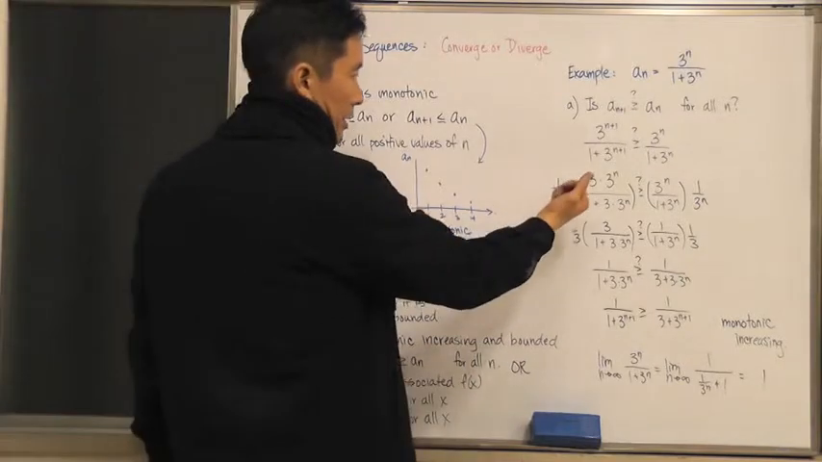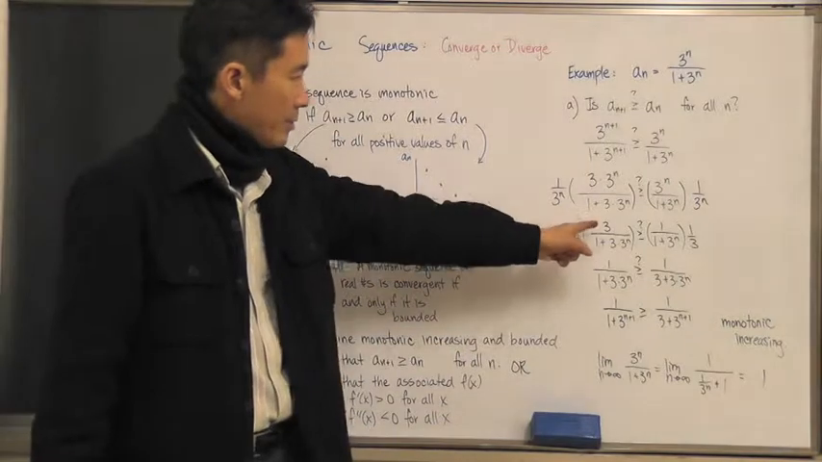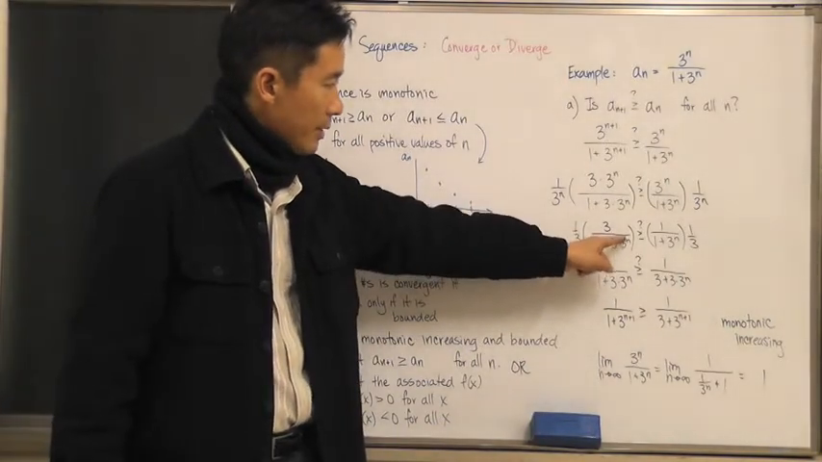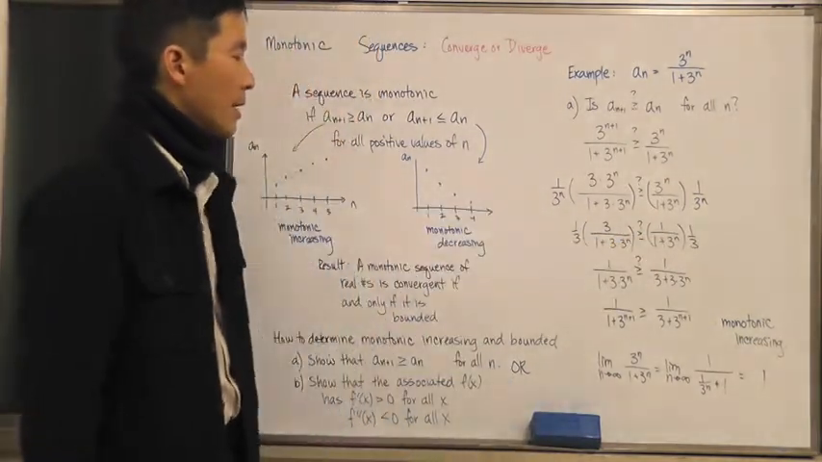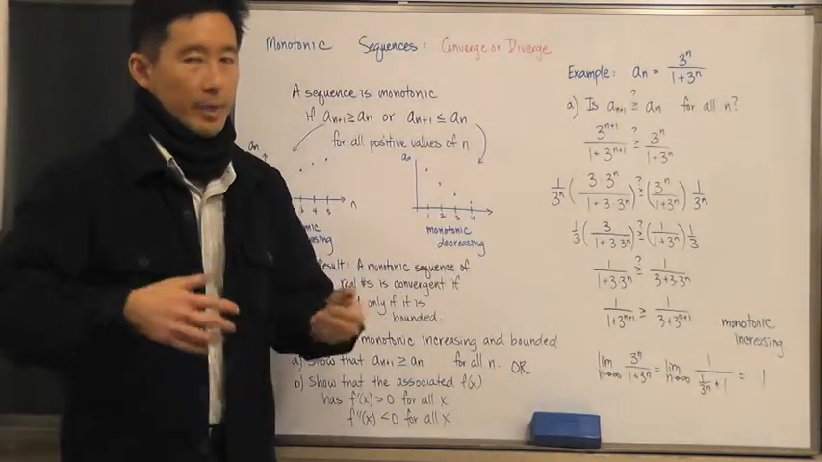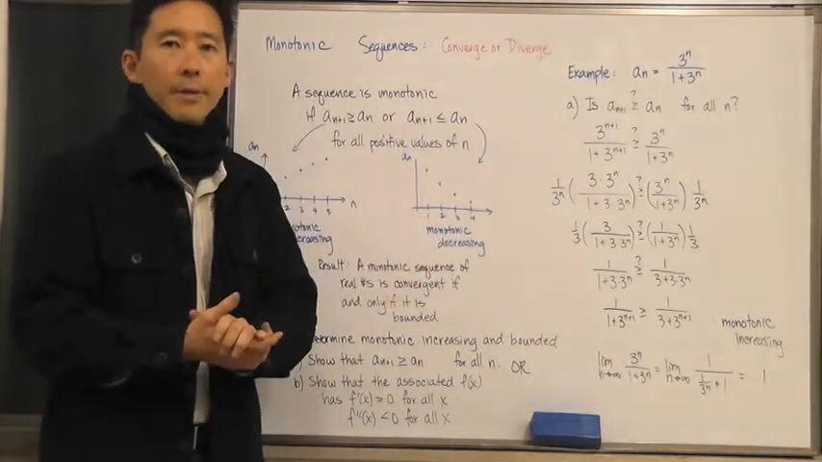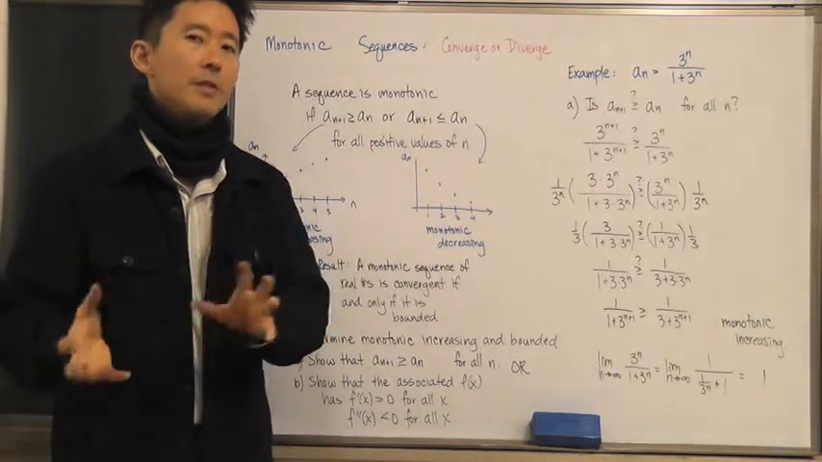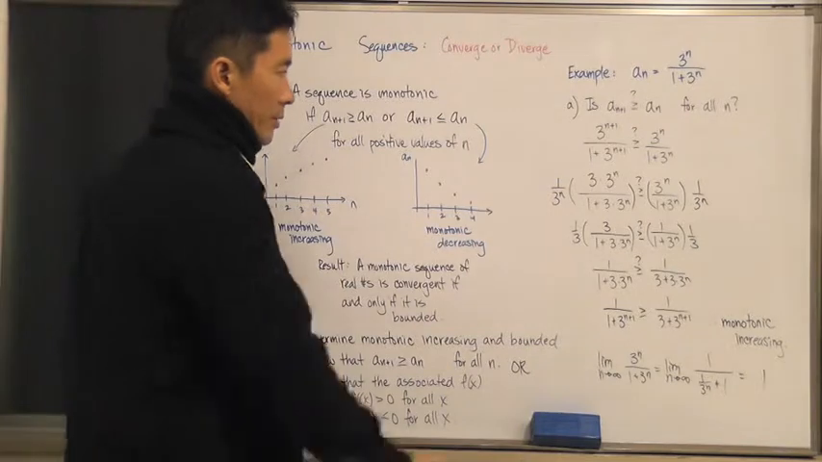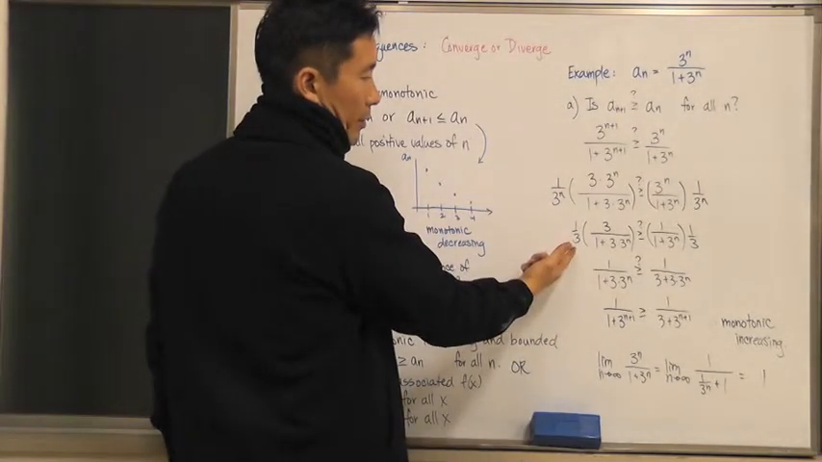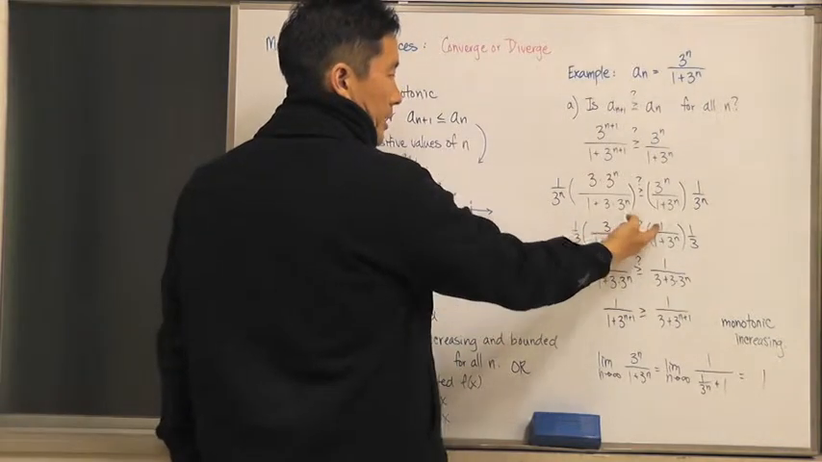What will happen is that this will cancel with that, and that will cancel with that. And what I'm left with is 3 divided by 1 plus 3 times 3 to the n. Is that greater than or equal to 1 over 1 plus 3 to the n? Again, the idea here is that we want to get as many of the parts similar, because the more that's similar, the easier it is to compare whether the inequality is true. So I'm multiplying both sides by 1/3, because I want to get this to a 1 so that the numerators are the same.